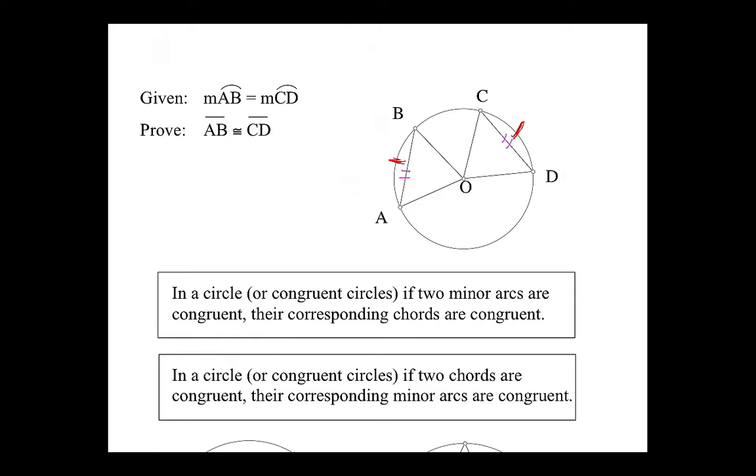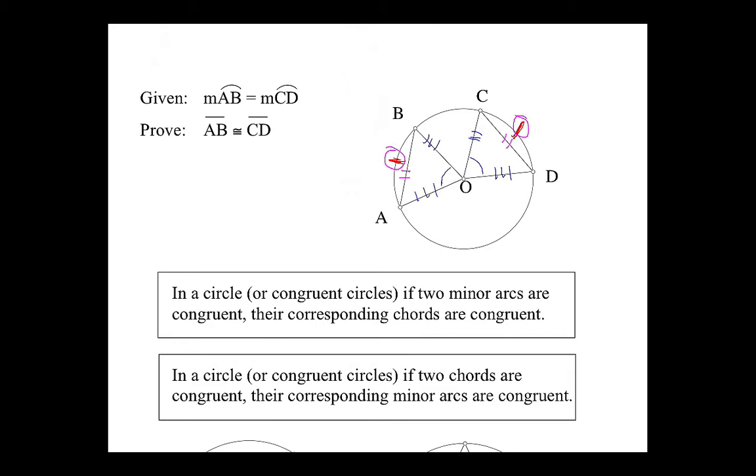If these two arcs, AB and CD, are the same, I know that the intercepted arc always matches the central angle. So those two central angles have to be the same. But I also know that in every circle, all the radii are congruent. So this radius of CO is the same as this radius of OD, which is the same as this radius of OB, which is the same as this radius of OA.